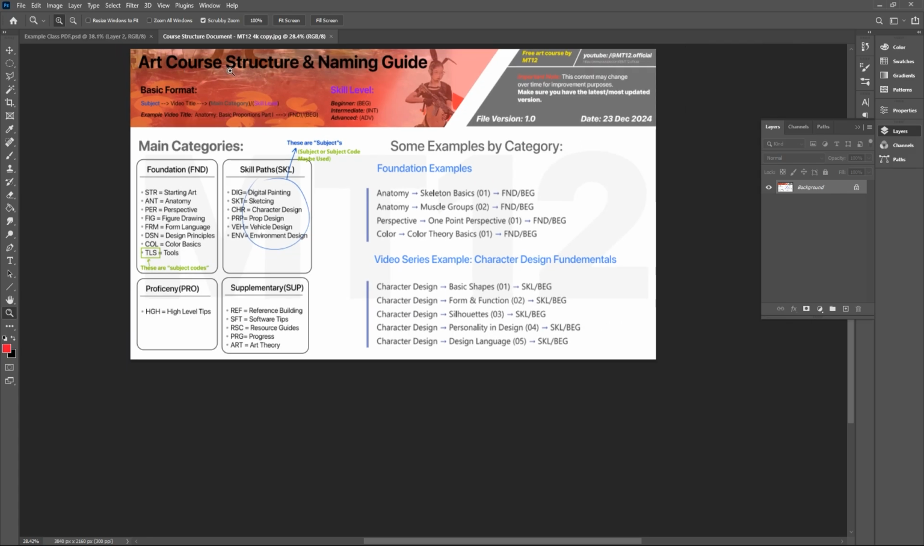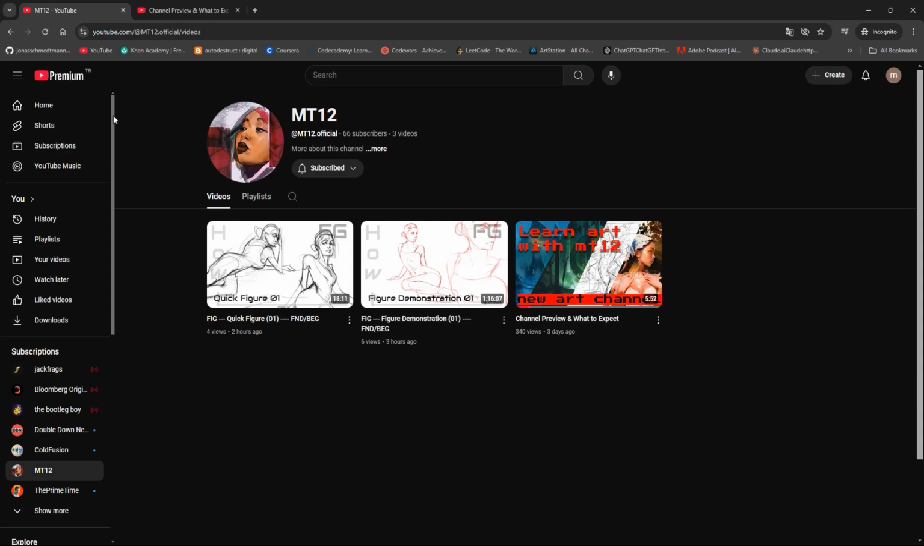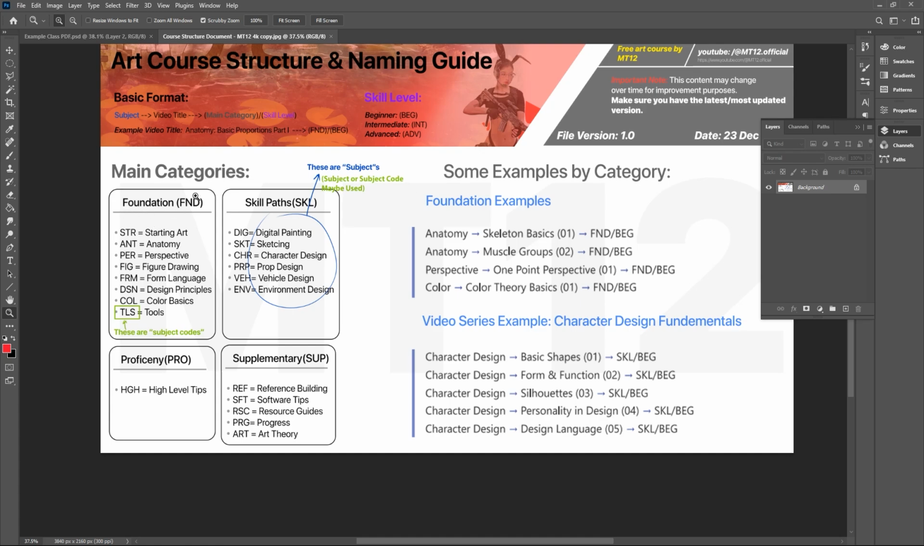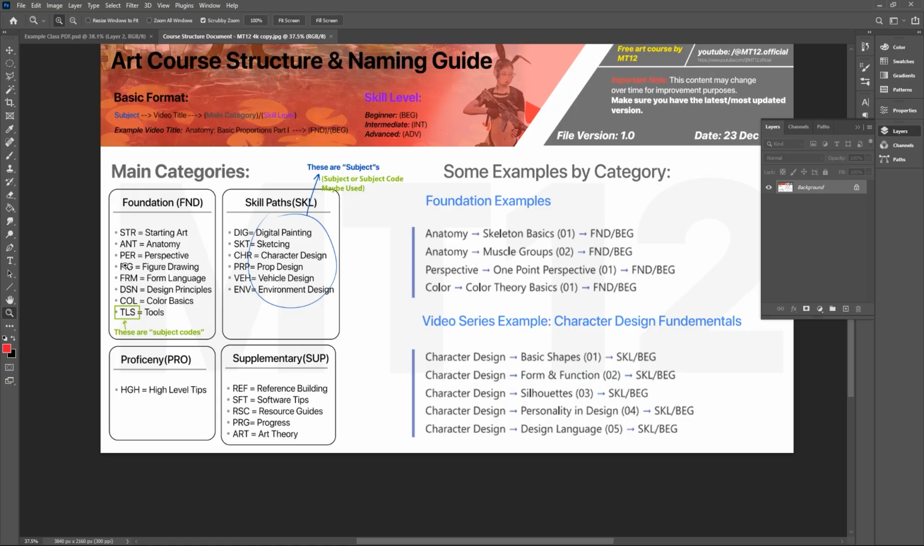So let's go back to the art structure naming guide. And as you can see here, we have the subject, right? What I have told, we start with the subject, and let's look at the subjects. FIG. These are from the same series, FIG, and this is the name of the series. This is the name of the playlist, not the name of the videos, right? So here you can see that this is F&D Foundation figure drawing series, which means that it is FIG.